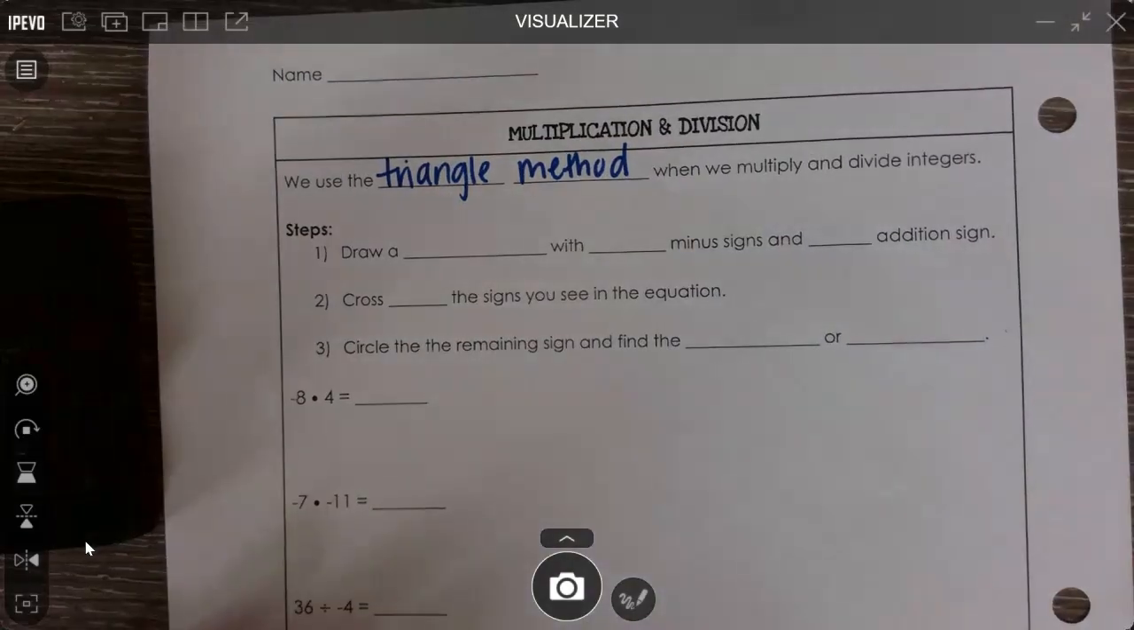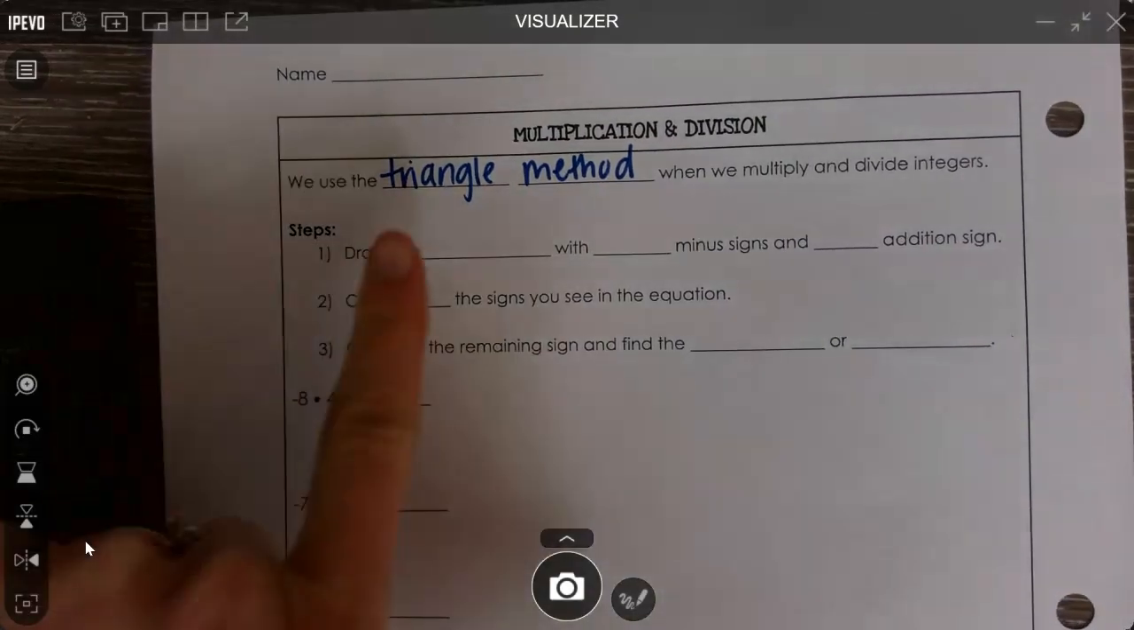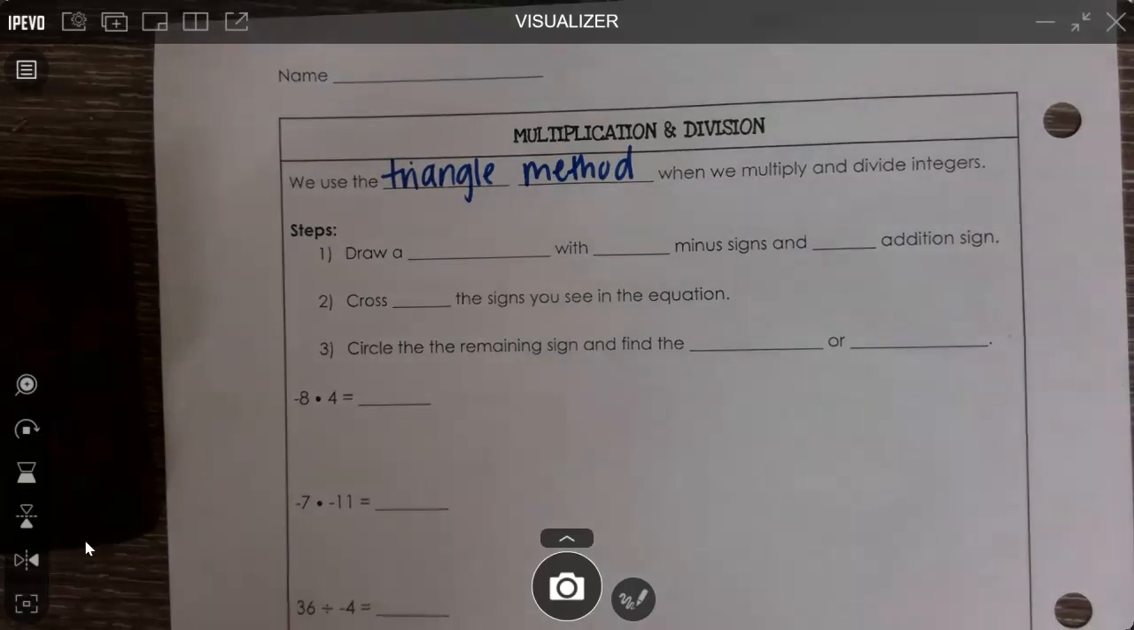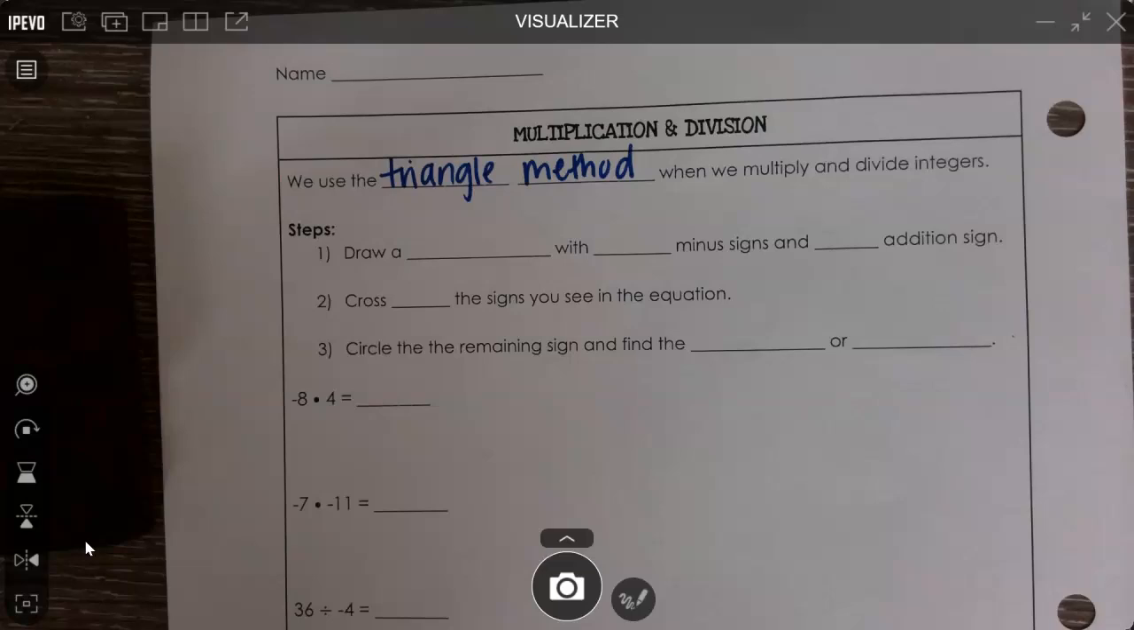So we're talking about multiplication and division. So we're going to talk about the triangle method. This is one more strategy to help you know what sign you need when you multiply and divide negatives and positives, okay? So make sure you write that down. We're going to go through this together. Make sure you've got a pencil. If you don't, grab one. You know where they are in the classroom.